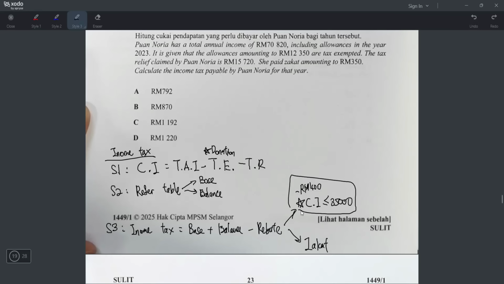You have to memorize this. Okay. And you have to check yourself, because they will not remind you to check. This one zakat they will give in the soalan, but this one they will not tell you in the soalan. You have to check sendiri. Okay, that's the three steps to calculate income tax.